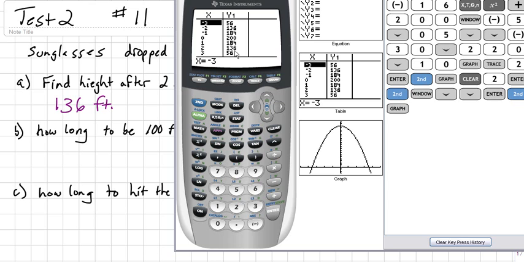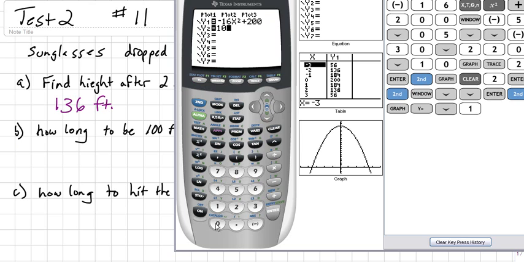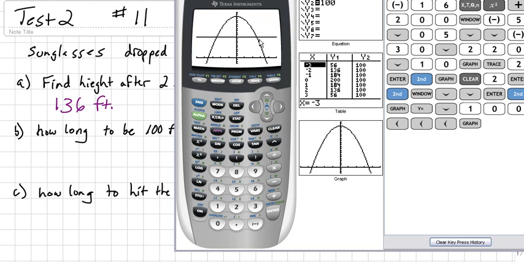Now the question in part B is how long it would be before the sunglasses are 100 feet in the air from the ground. And the way I do that is I'm going to graph another line at 100 feet, and I'm going to use my intersection button to take a look at that. And what I'm interested in is the intersection right here, the positive intersection.